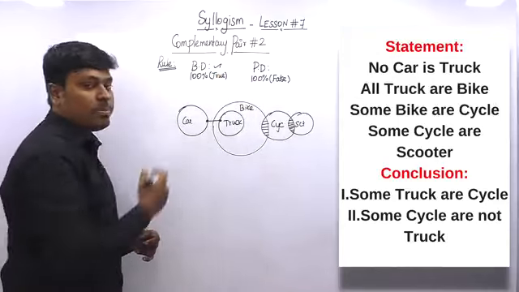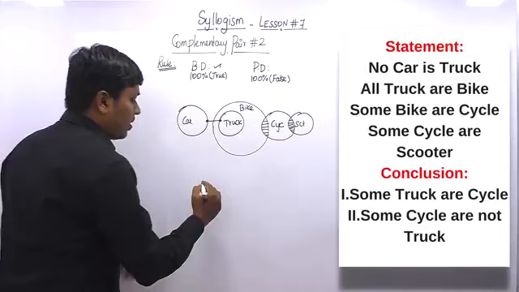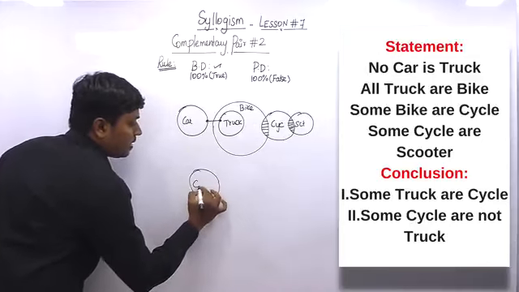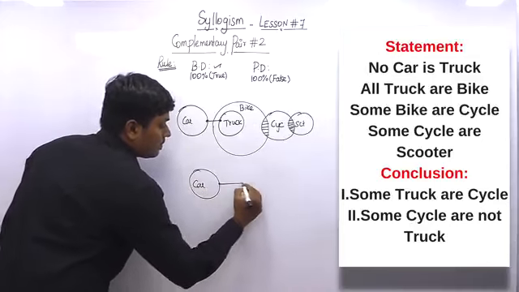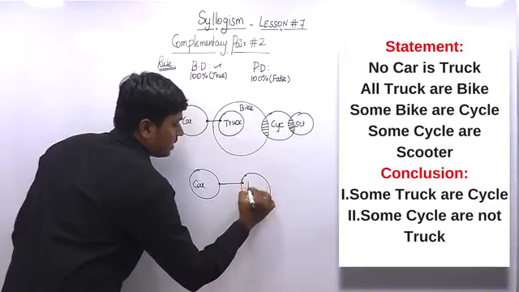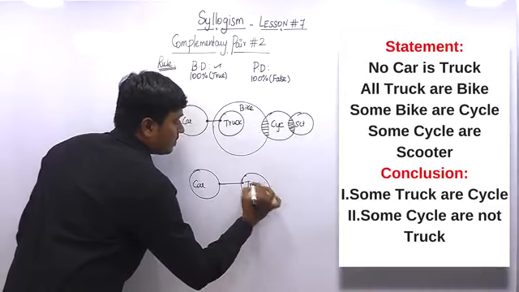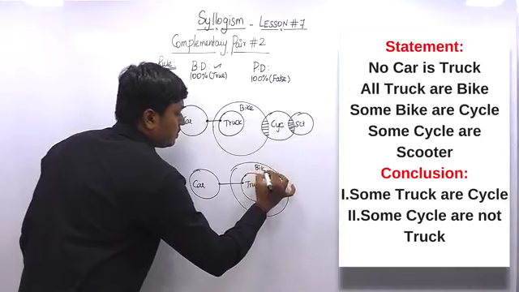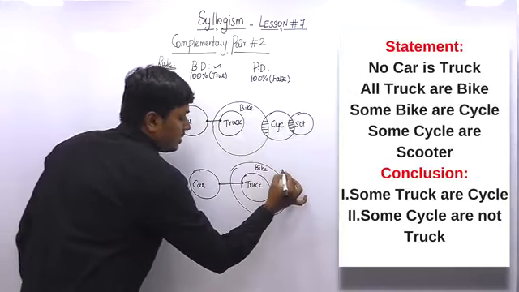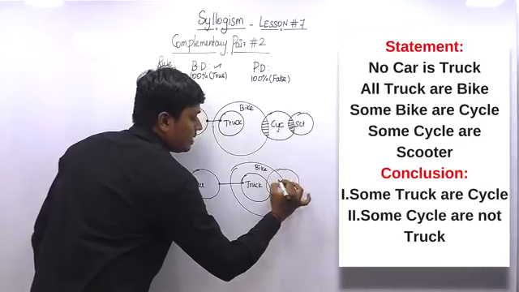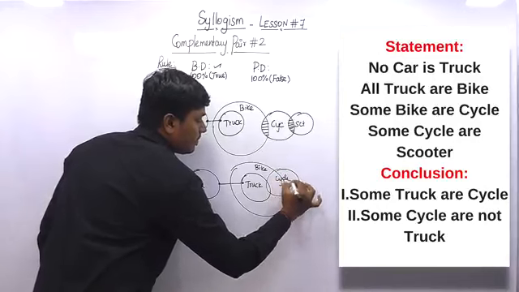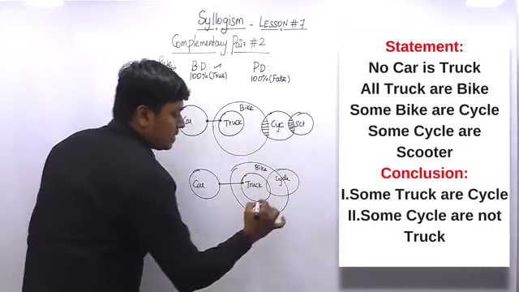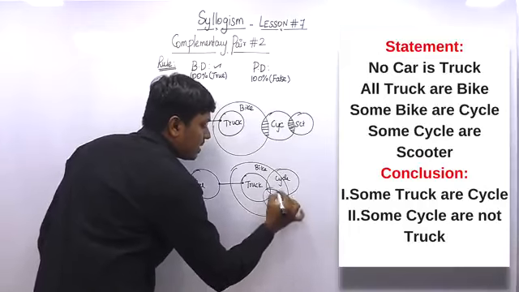Now let me move on to the possible diagram. I am just going to draw a possible diagram now. So car, we can draw like this, truck, and this is bike. And what they are saying, some bike is cycle. So we can draw like this, some bike is cycle. And again, some cycles are scooters, right? Or otherwise we can draw like some cycles are scooter.